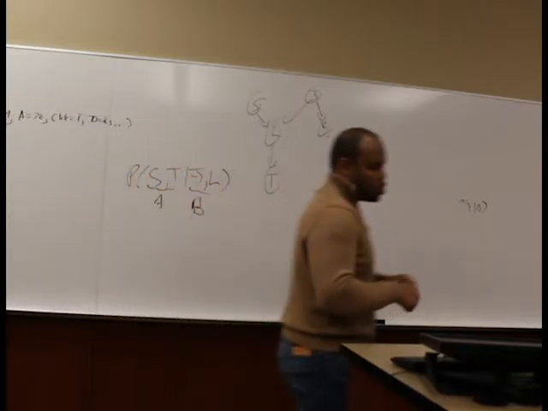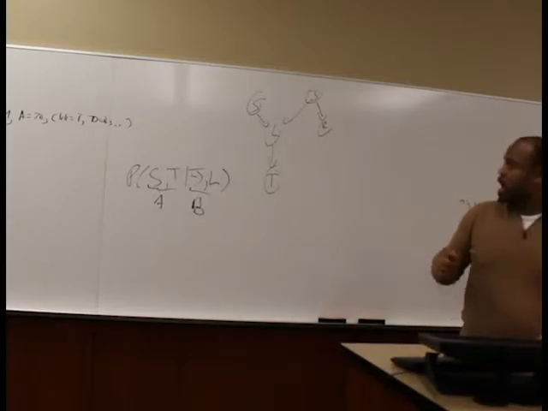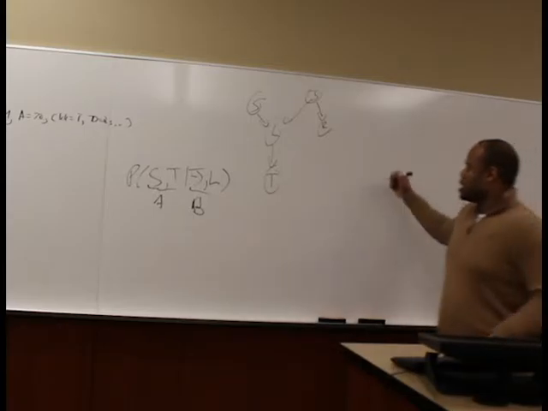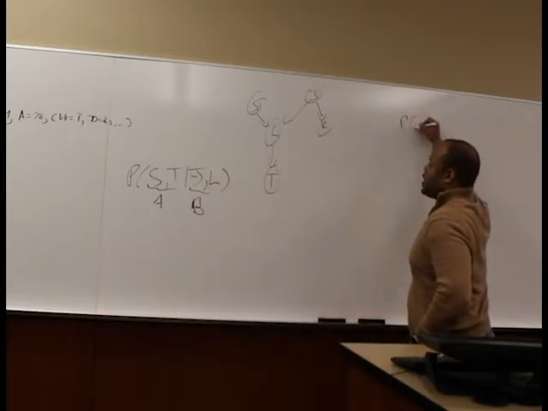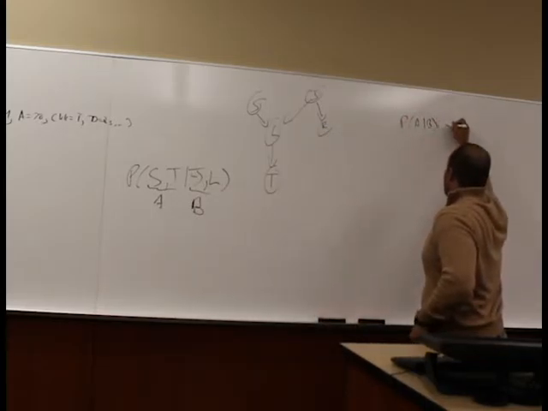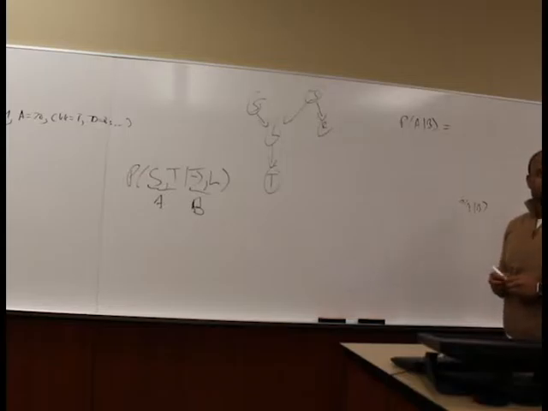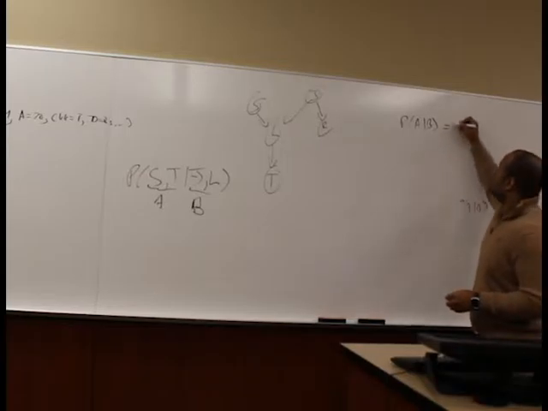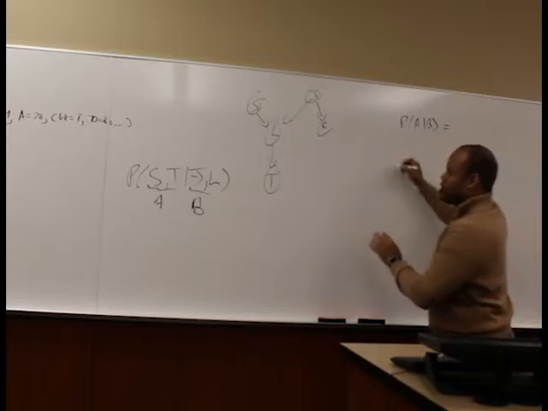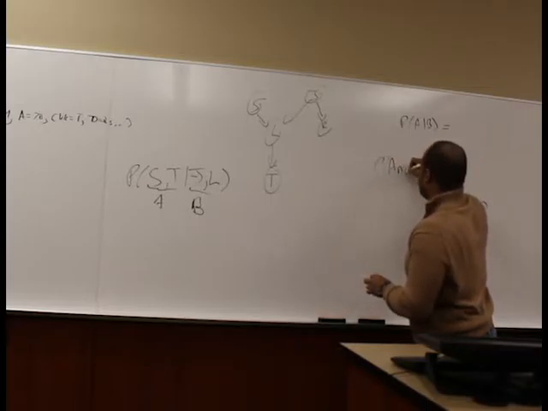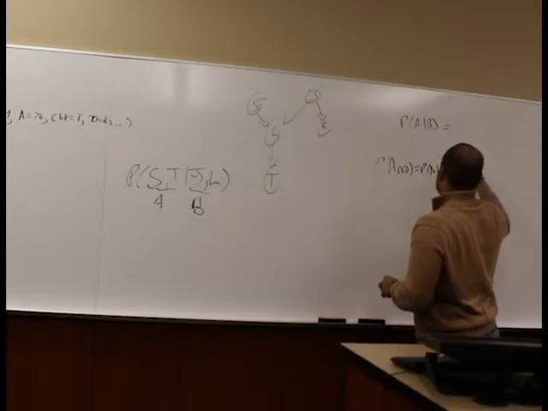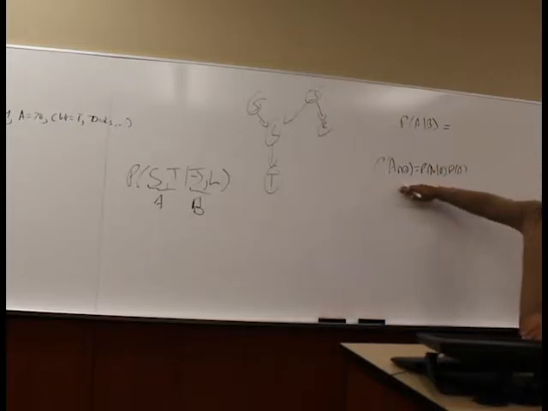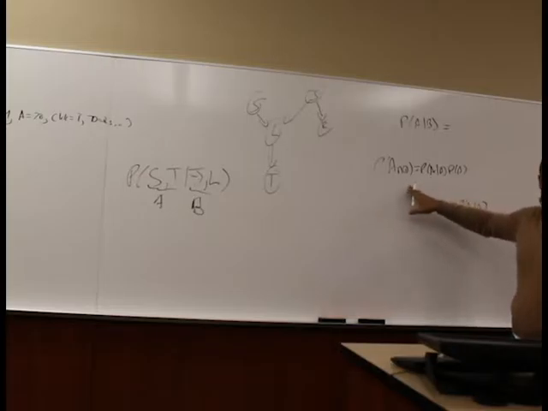If I said this was A and B, and I asked you, what's the probability of A given B, what did we just decide that was? I wrote it this way: the probability of A and B equals the probability of A given B times the probability of B. This is just what we know from statistics from our class last year, for example. It's called the chain rule of probability.